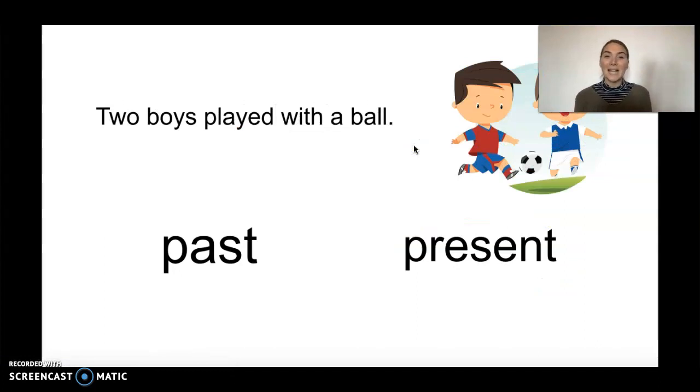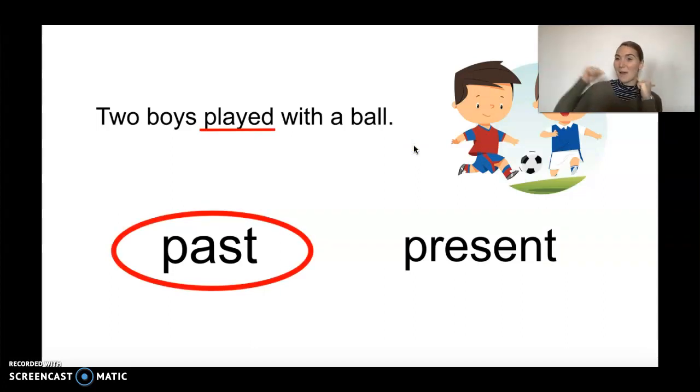Two boys played with a ball. Do you see the verb in this sentence? The verb in this sentence is played. Did this happen in the past or is it happening in the present? This happened in the past. We see the ed at the end of that verb, played, to help us know that it happened in the past.